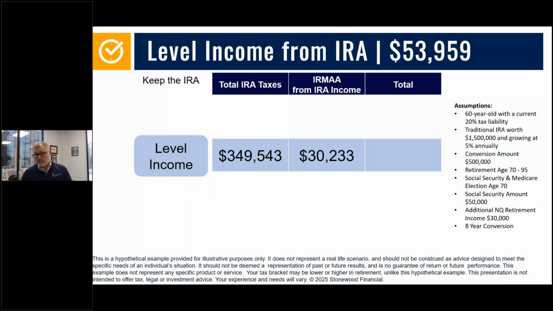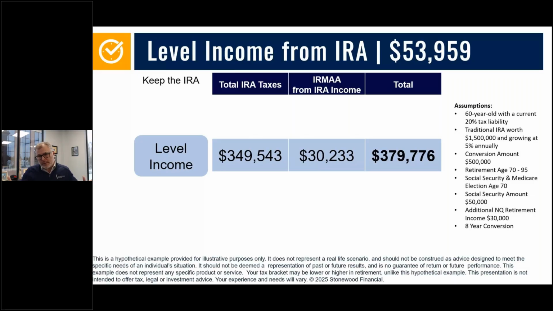But this client, I think I made him a single filer, so he's going to be paying some IRMAA. So $30,000 of IRMAA, and your total tax bill would be $379,000. And this is on 500,000 at about a 20% effective tax rate initially. And of course, my assumptions would change that.